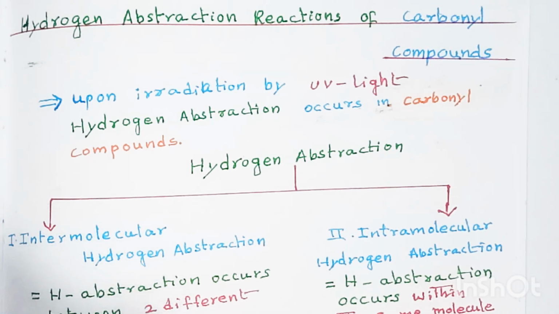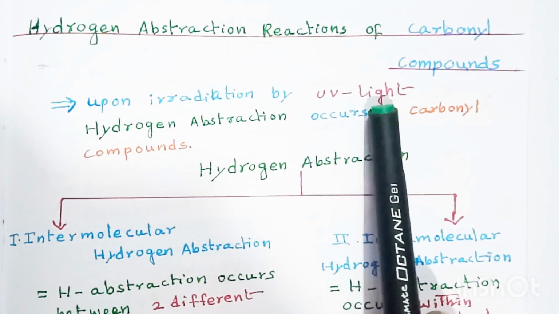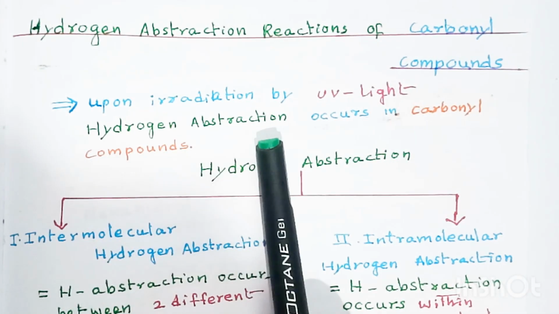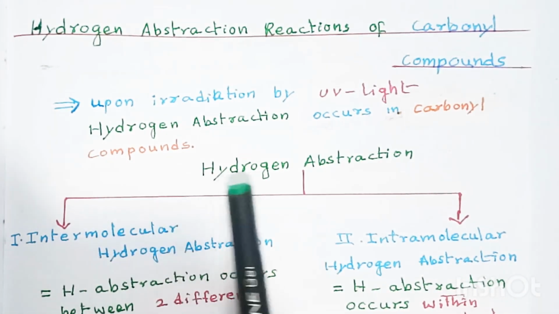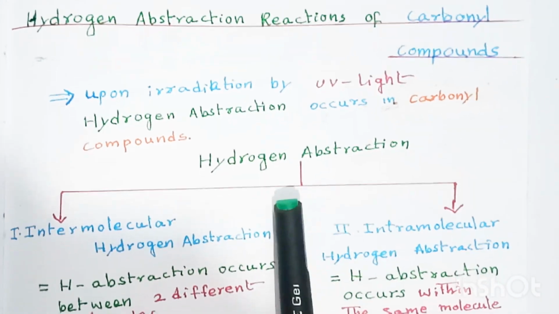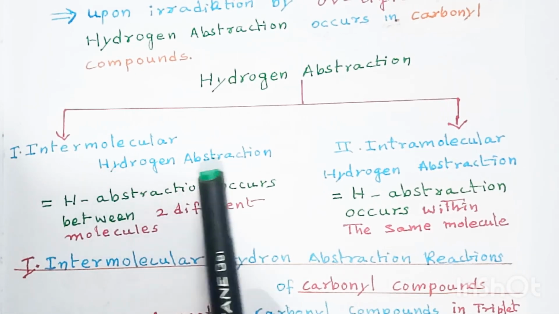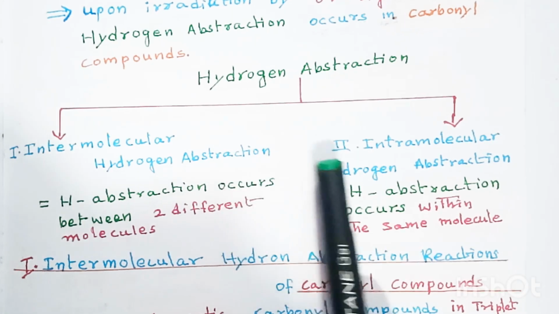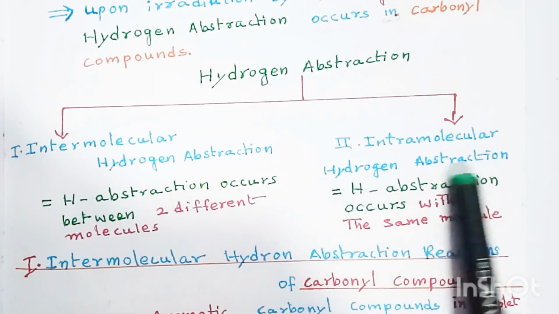So let's see hydrogen abstraction reactions of carbonyl compounds. Upon irradiation by UV light, hydrogen abstraction occurs in carbonyl compounds. Hydrogen abstraction is of two types. One is intermolecular hydrogen abstraction. Second is intramolecular hydrogen abstraction.